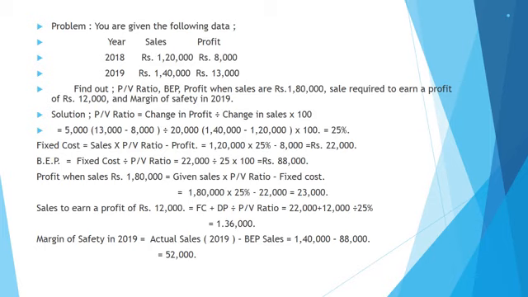Next, margin of safety in 2019. Margin of safety is equal to actual sales minus BEP sales. Actual sales rupees 1,40,000 minus BEP sales rupees 88,000 is equal to 52,000. So 52,000 is the margin of safety. In this way, when 2 years figures are given, the problem is to be solved.